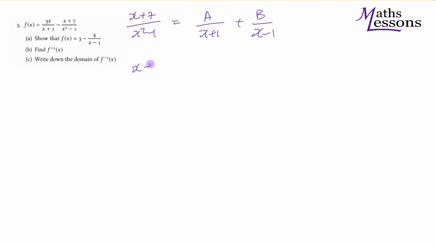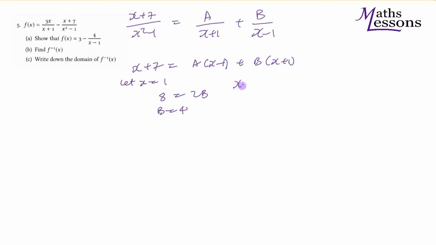So therefore we know that x plus 7 must equal a lots times x minus 1 plus b lots times x plus 1, because you need to times top and bottom of this one by x minus 1, and top and bottom of this one by x plus 1 to make it the same as this. Now if you let x equal 1, then this will equal 8, that will equal 0, and this will equal 2b, so b will equal 4.